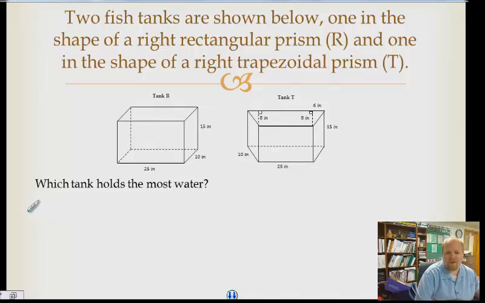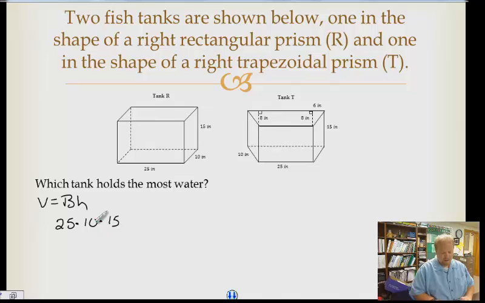So volume equals area of the base times the height. The area of the base here is 25 times 10. My height is 15. Okay? 25 times 10 is going to be 250. 250 times 15 is going to be 3,750. Okay? Now, let's look at tank T.